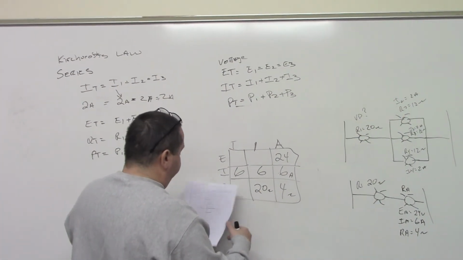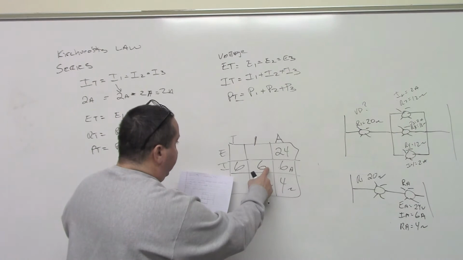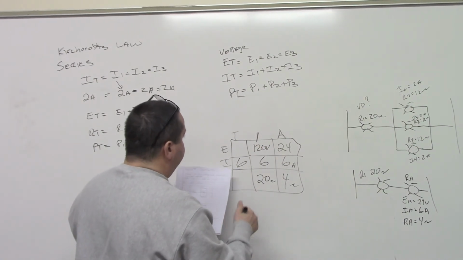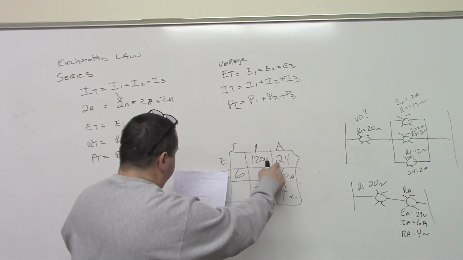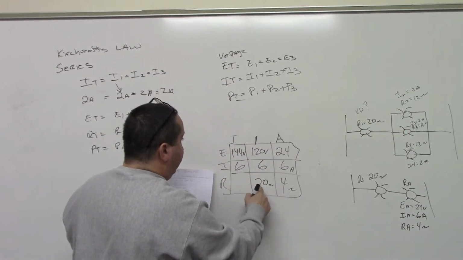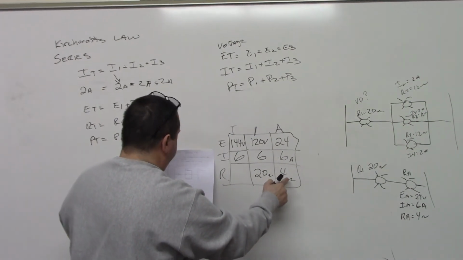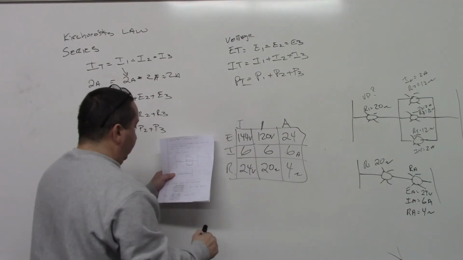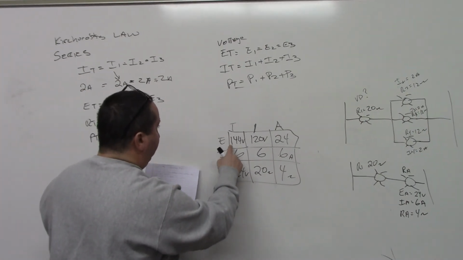6 times 20 is 120 volts. And if I add this up, this is 144 volts. And this is additive, right? 20 plus 4 is 24 ohms. And you could do this too. You could do 24 times 6 is 144.